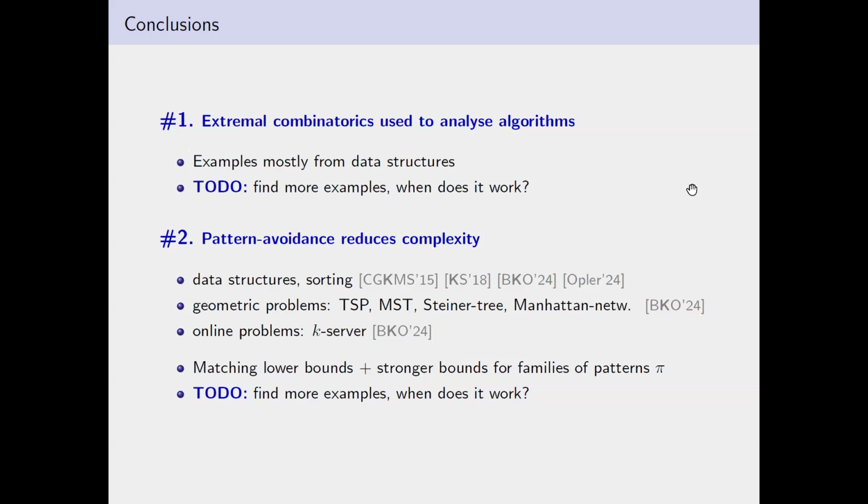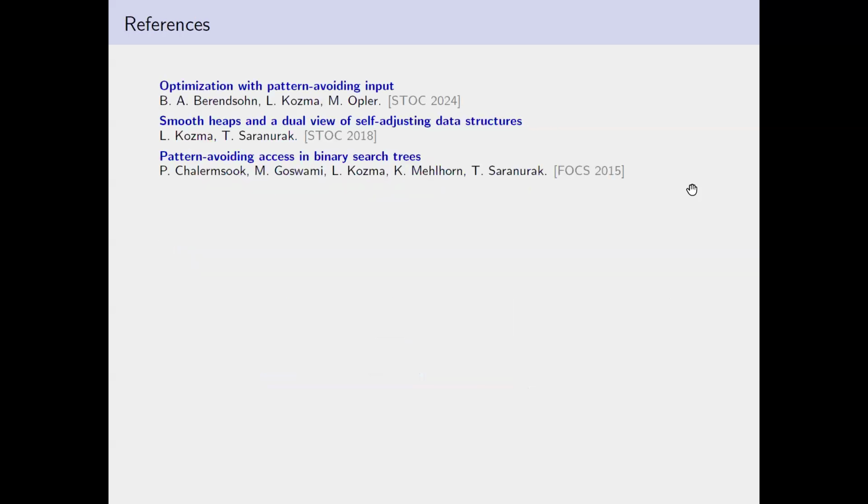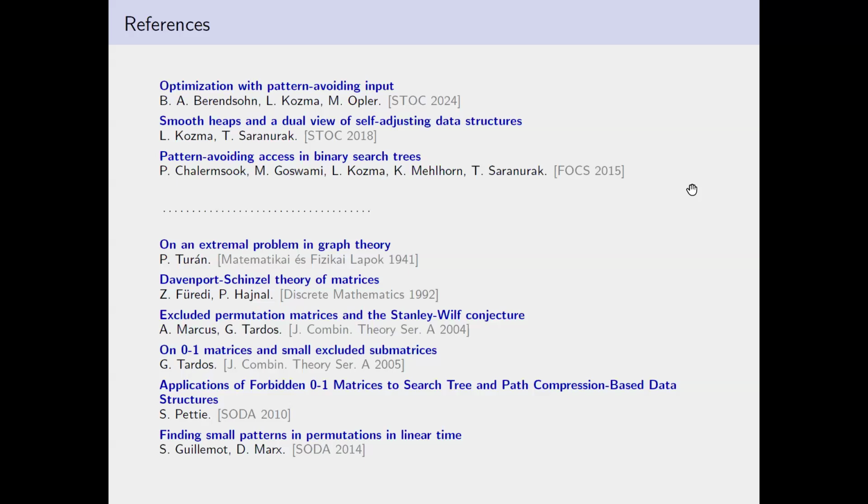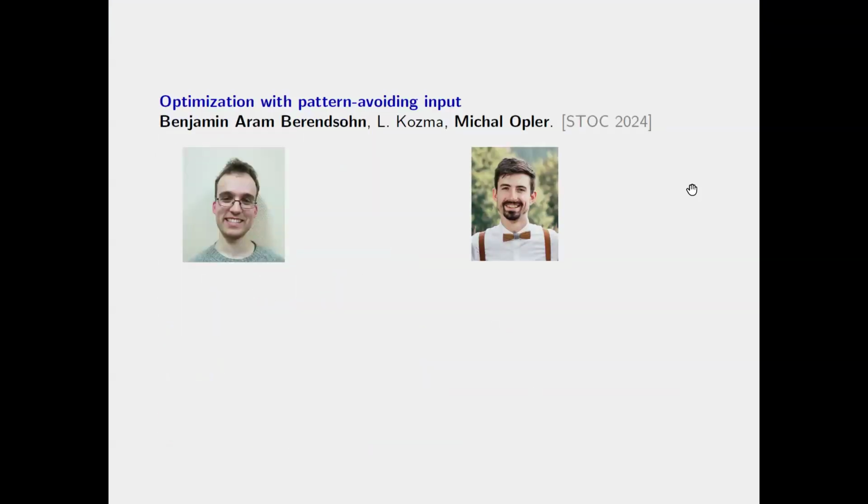Somehow, it would be nice to find more examples and to understand more systematically when and why pattern avoidance makes problems easier. So what I presented was mostly based on these three papers, especially this most recent. And here are some other references which I mentioned. And this last paper is joint work with my PhD student, Benjamin, in Berlin, and our collaborator, Michael Oppler, in Prague. So with that, I thank you for your attention.